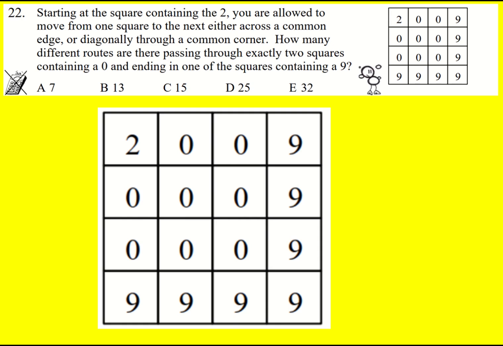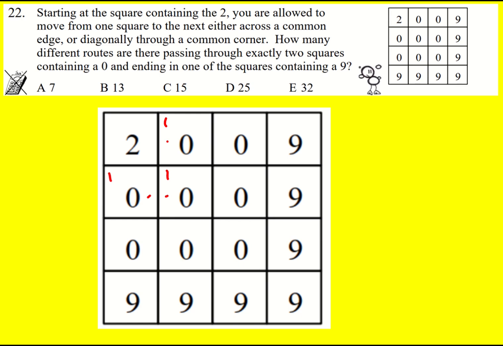Now we need to bear in mind the fact that I'm just going to focus on these three. Once I've got to these three, I'm never going to return to them. So I've just got to look at the different ways I can get to these squares. And there's only going to be one way because once I've got to them, I then stop.